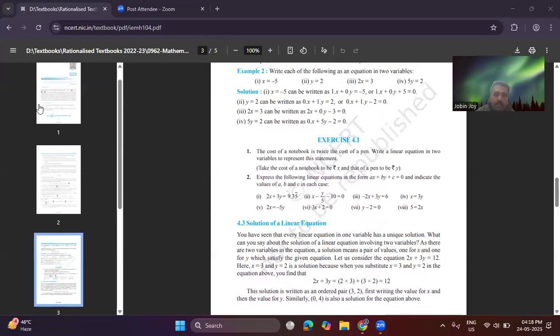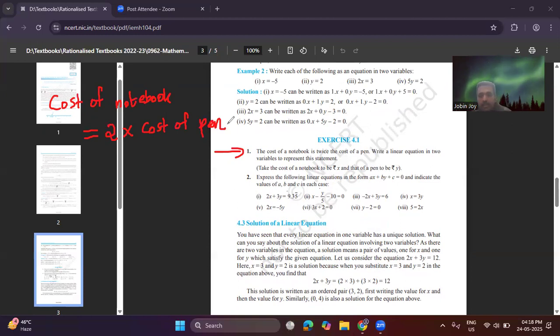Next, exercise 4.1. The cost of a notebook is twice the cost of a pen. Twice means 2 times, so 2 into the cost of a pen. Write a linear equation in 2 variables to represent this statement.